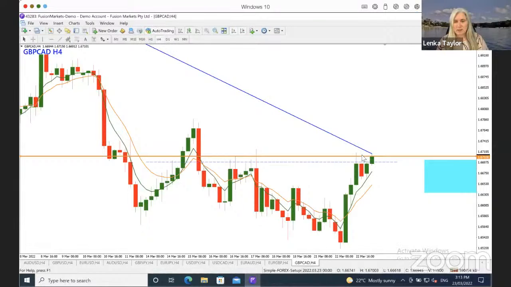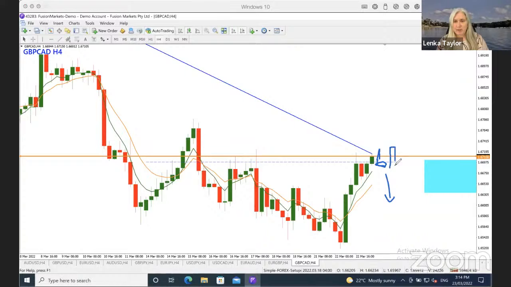At the moment, it's going slightly sideways. If it does pop above and then close back underneath, then I would be looking to still continue short in the direction that it was. Otherwise, if it goes above, then obviously looking for long after that.